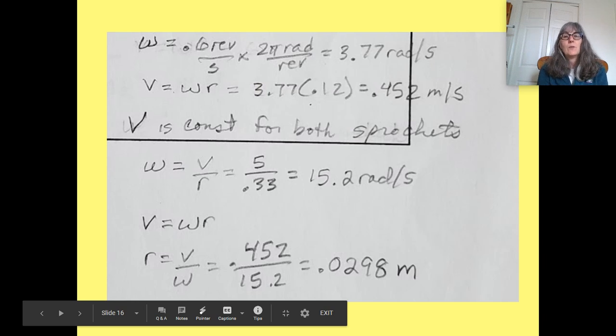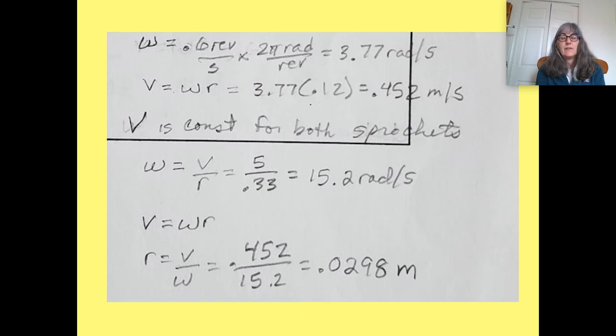So we can figure out what omega is. We can figure out v. v is constant for both sprockets. And then from there, you can figure out what the radius needs to be. So I'll let you look at that in more detail if you want to.